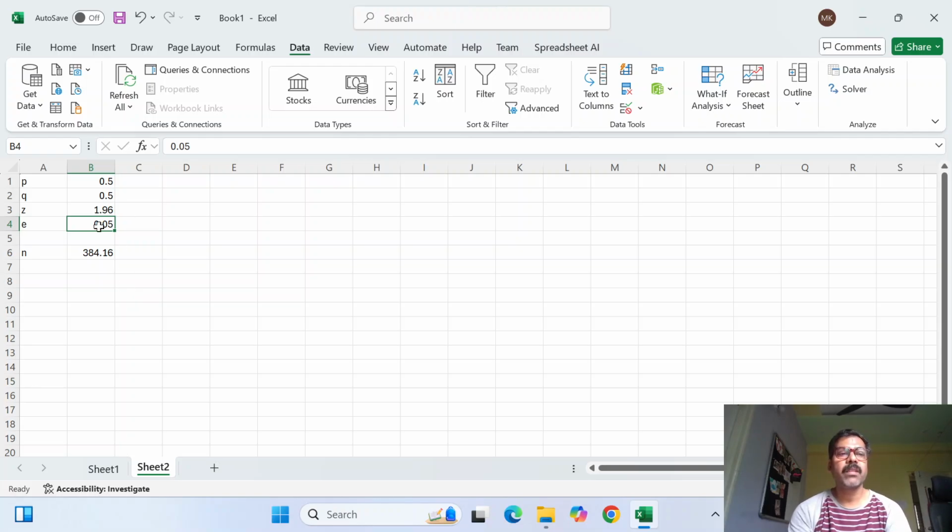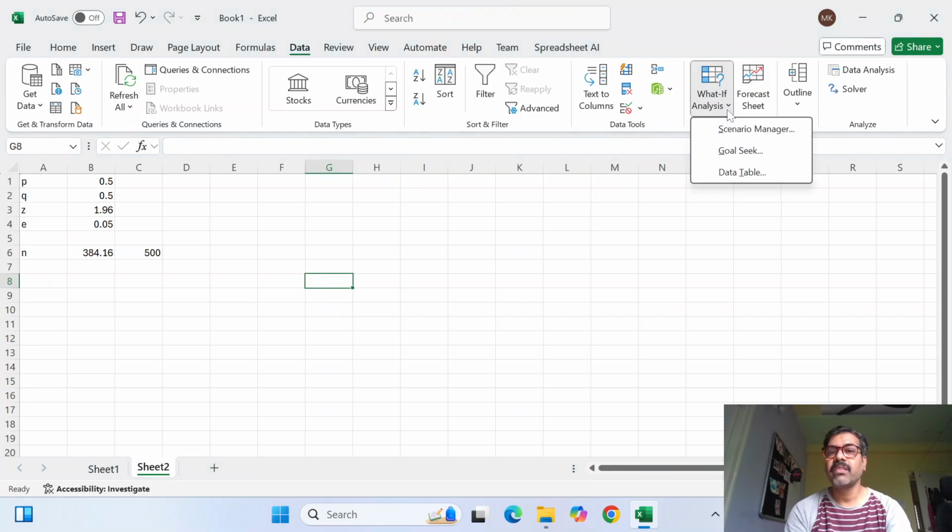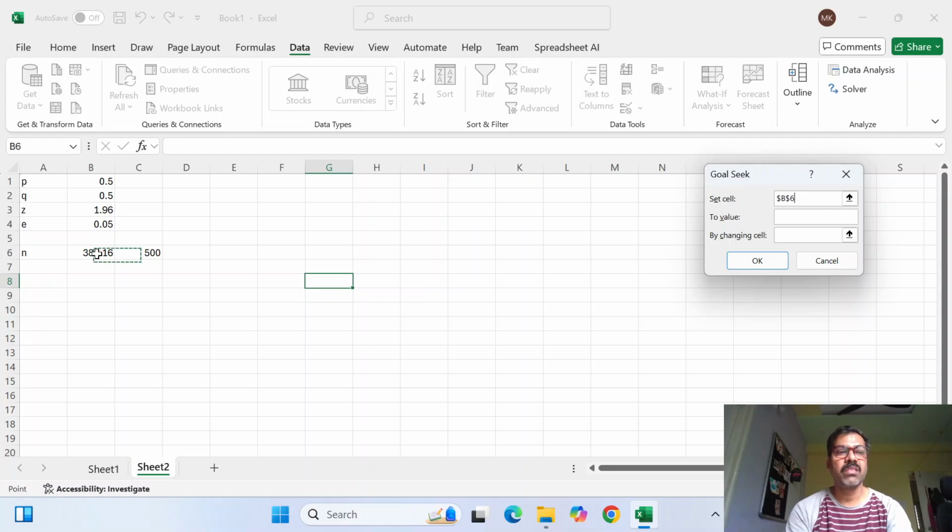what will be my error in the study if I have to go for a value of, let's say, 500 samples. Now how are we going to go to what-if analysis, goal seek? This is what I would like to fix by changing error. I would like to know what will be my error here for a given value of 500, by changing my error.